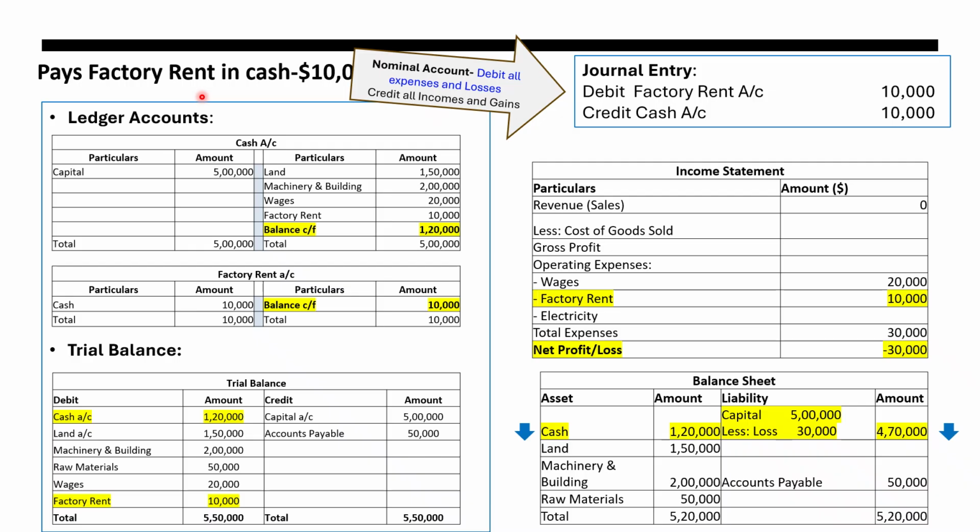In this case, we are referring to a rent expense. So we will debit factory rent and it's being paid in cash. So cash is a real account, right? It's an asset, it's a real account. So the rule is debit what comes in and credit what goes out. Cash is paid, so cash goes out. So cash is credited for 10,000.